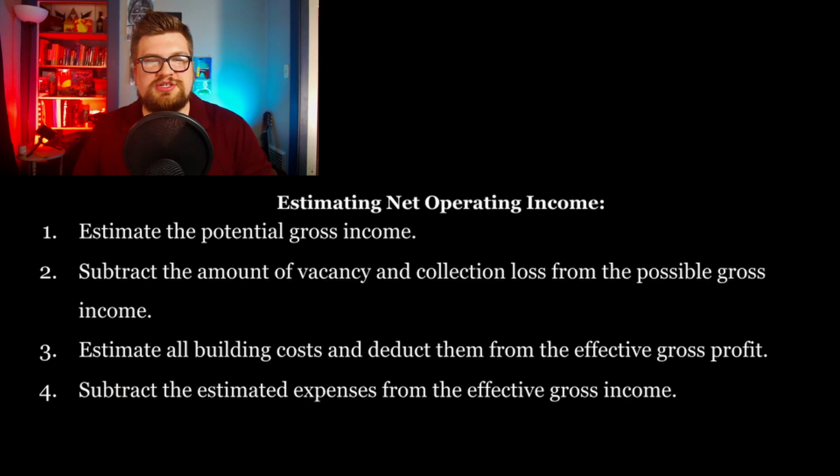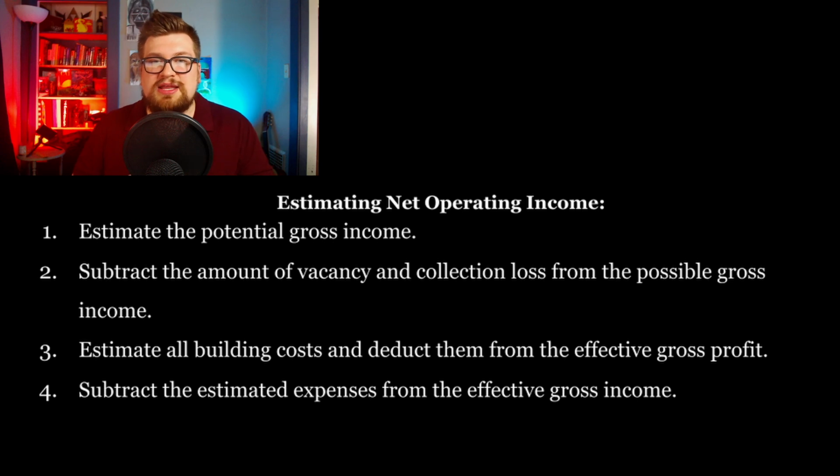So the actual procedure of estimating net operating income can be broken down into 4 steps. Now I'm going to place all of these individually on the screen so that you can read through them if you want, but I'm just going to give a general perspective on each step. So 1, you need to estimate the potential gross income. So again, that is looking at the money generated by the building when it is rented at 100% occupancy. 2, you're going to subtract the amount of vacancy and collection loss from the possible gross income.